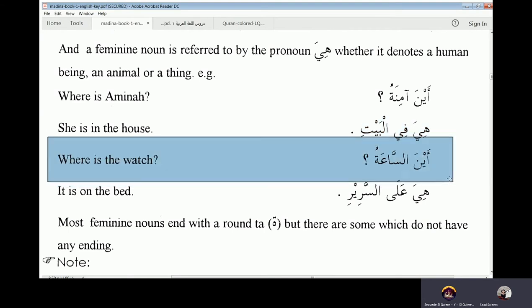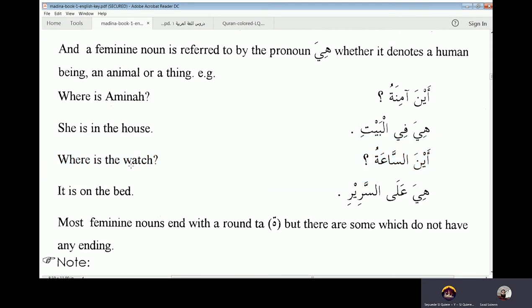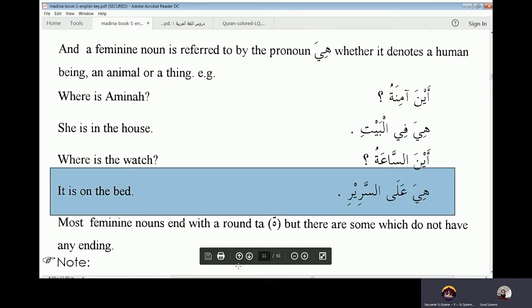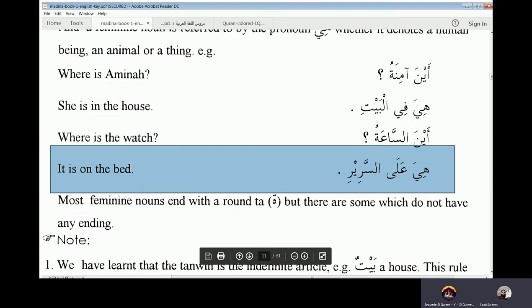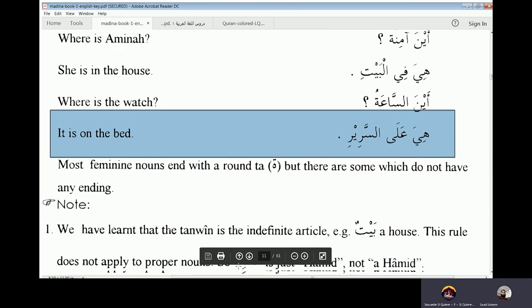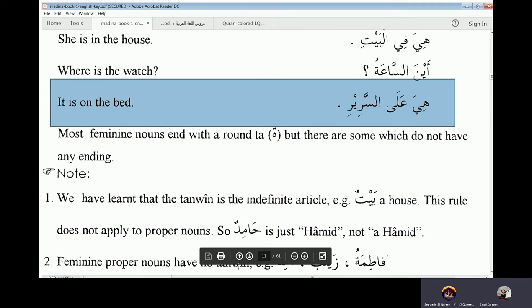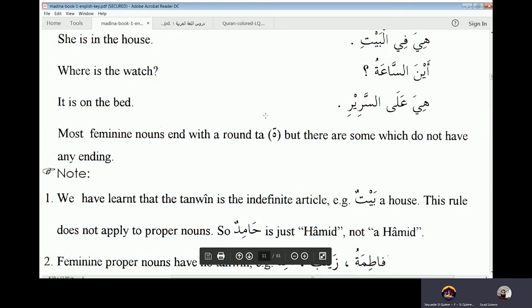Where is the watch? Aina al-saatu. Join noon with seen: Ainas saatu. It is on the bed. Hiya al sariri. Most feminine nouns end with a round ta, but there are some which do not have any ending.